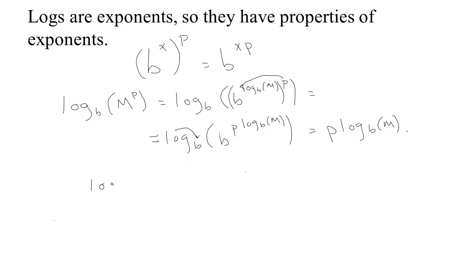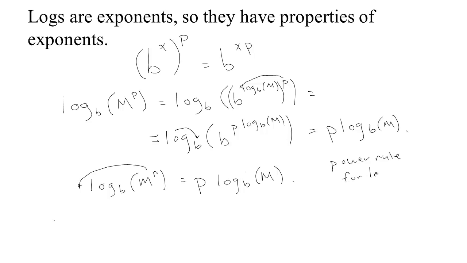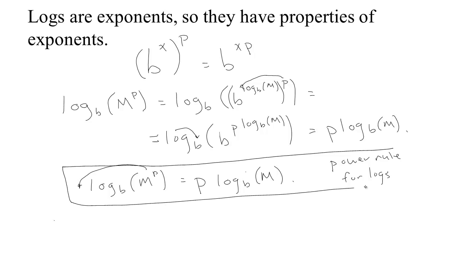So what we can see is that we had the log base b of m to the p, and we brought the power down in front essentially. It's the same thing as p times the log base b of m. Alright, that's the power rule for logs. So that's an important property of logs.